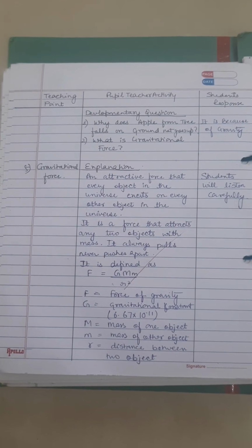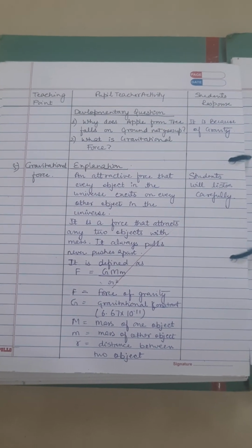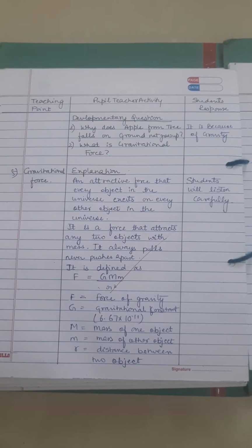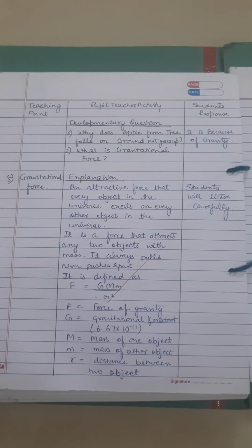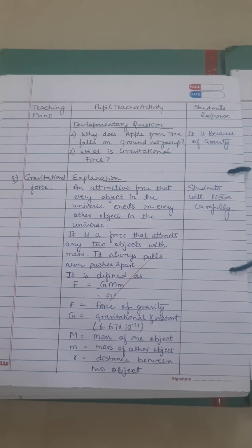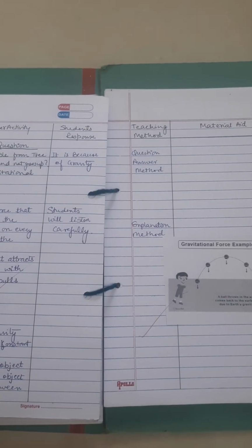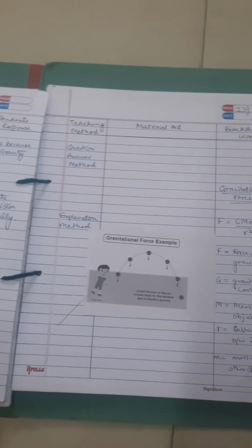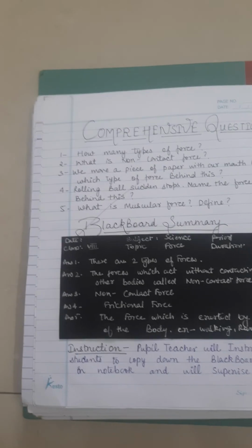And the last teaching point is gravitational force. The first developmental question is, why does an apple from a tree fall on the ground, not go up? It is because of gravity. And the second question, what is gravitational force? Then the teaching method uses the question answer method. And then you have to explain about gravitational force, the material aid and the blackboard work.